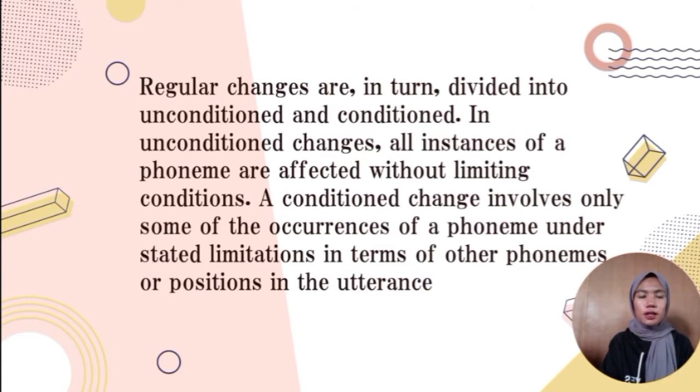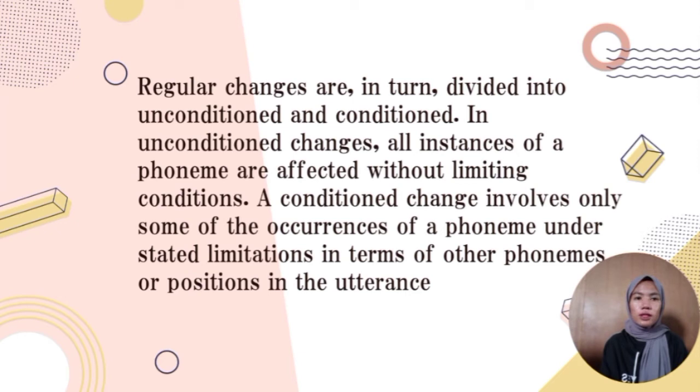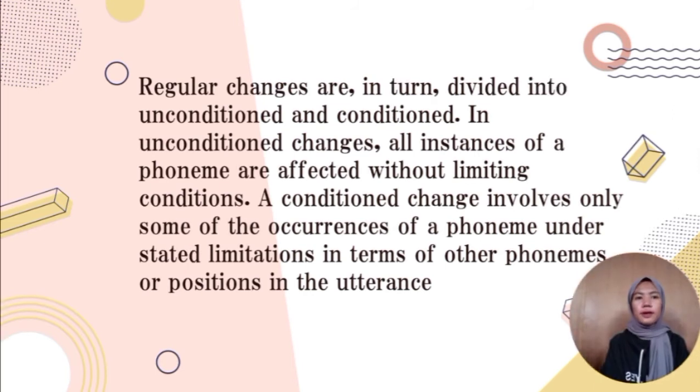Regular changes are in turn divided into unconditioned and conditioned. In unconditioned change, all instances of a phoneme are affected without limiting condition. A conditioned change involves only some occurrences of a phoneme under stated limitation in terms of other phonemes or position. In the above paragraph, the first change mentioned is unconditioned, the second, conditioned. Unconditioned changes tend to occur in sets.